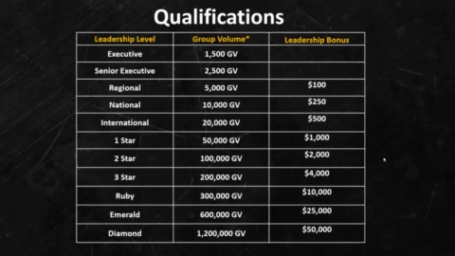So, for example, at the regional director level, only 3,750 in group volume will count from any one personally sponsored person. All right, so the rest of that's going to have to come from other legs that you've personally sponsored. So you can't do it with just one person. You have to have at least 2 people sponsored to reach each of these levels.